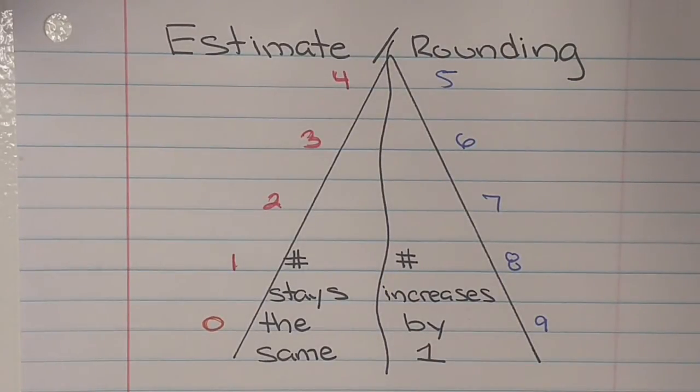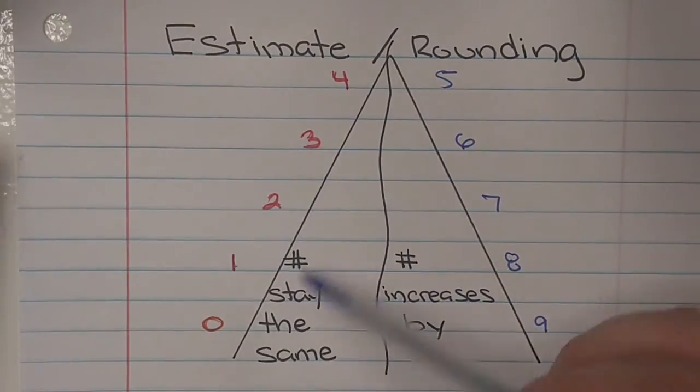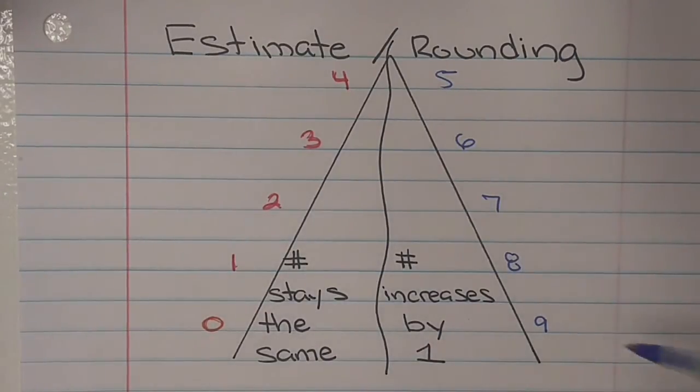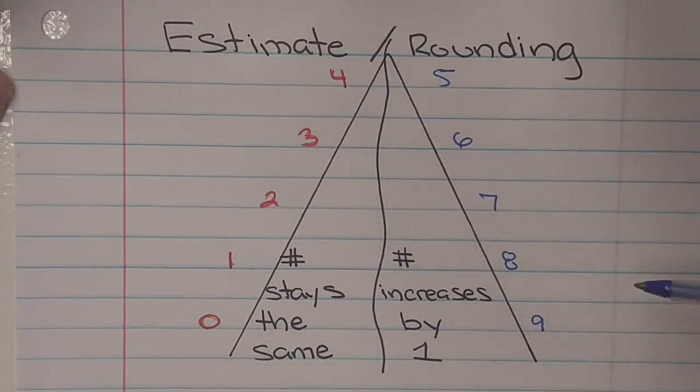In today's lesson, we're going to talk about estimation or rounding. So right off the bat, I created a little tool for myself to help me with the rounding or estimating, figuring out what number needs to do what. I made myself a little mountain by doing a triangle. On one side, I had the numbers 0, 1, 2, 3, and 4. And on the other side of the mountain, I have the numbers 5, 6, 7, 8, 9.